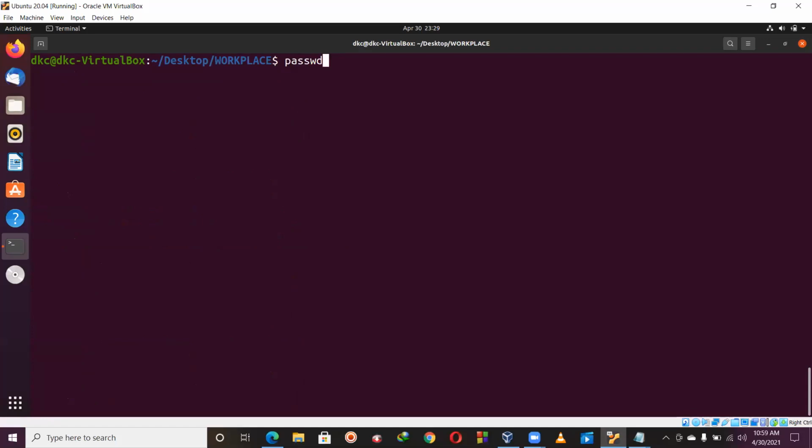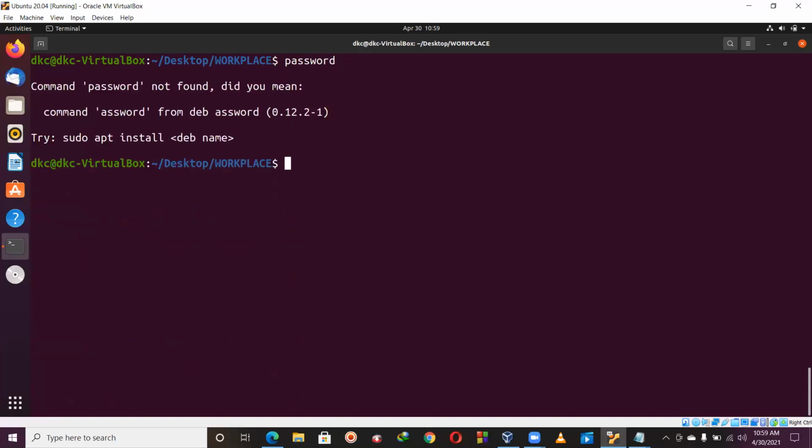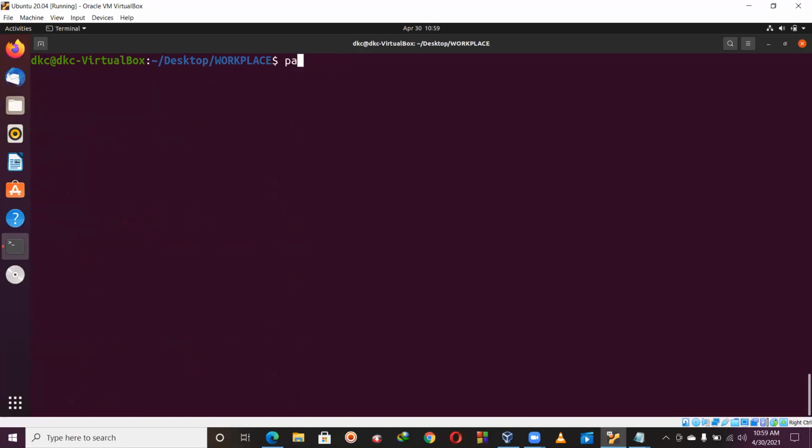Remember, it is passwd, with no R. Suppose I'm writing pass-wrd, it is wrong. So just passwd. Okay, now here it wants to take my previous password, but I don't want to disturb my password. Understand all of you? So whenever you want to change the password, just simply use passwd. Type your previous password, then type the new password, and again type the new password which you want. So very simple.